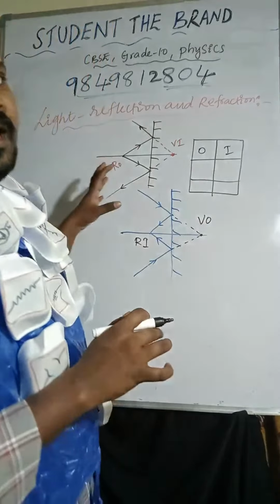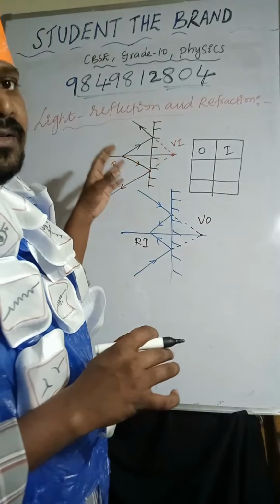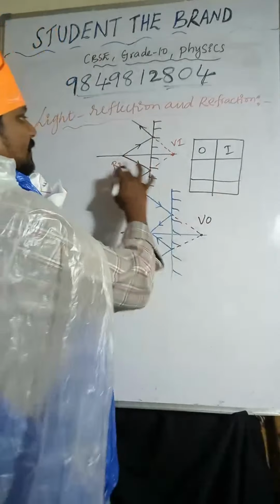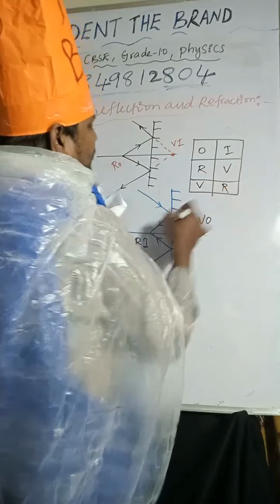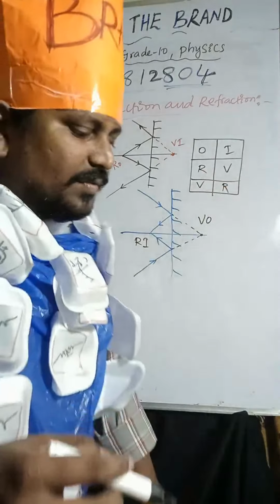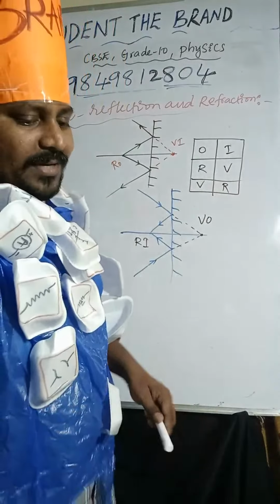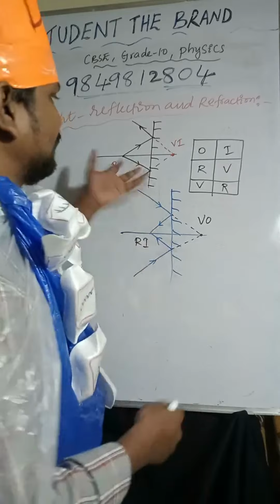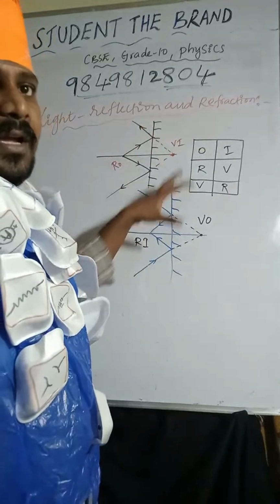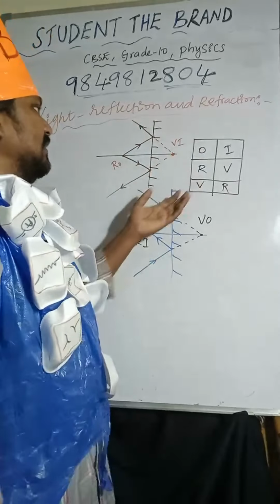we can conclude that if the object is real, the image is virtual. If the object is virtual, the image is real, and vice versa. So by concluding from these two diagrams, we can say that.